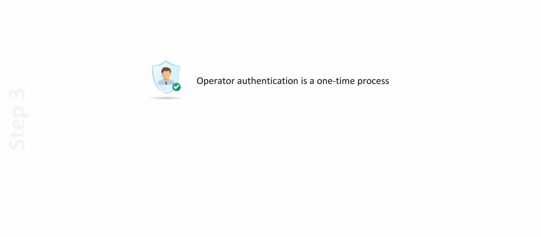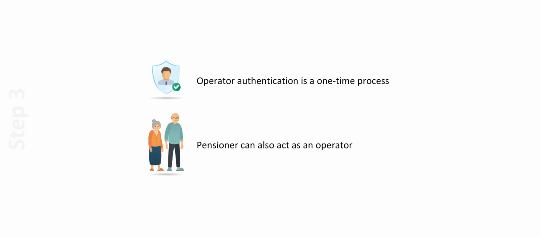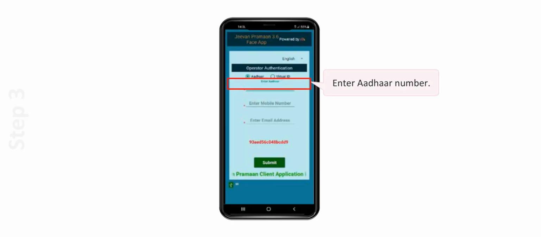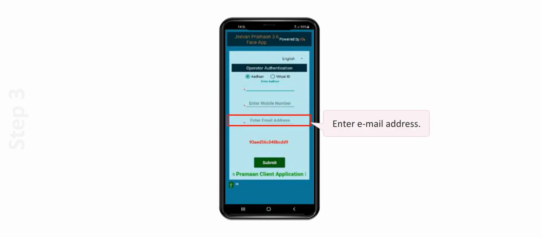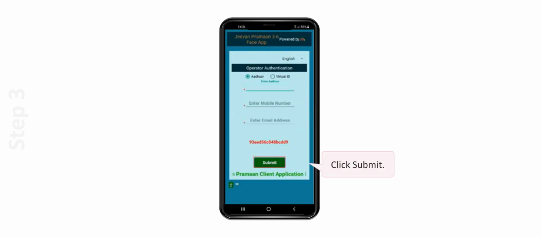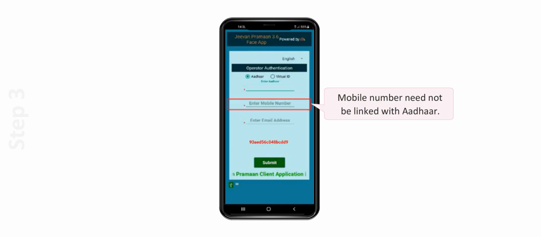Operator authentication is a one-time process. Any person can act as an operator. The pensioner can also act as an operator. The operator needs to enter his or her Aadhaar number, mobile number, and email address and click on Submit. The mobile number need not be linked with Aadhaar.